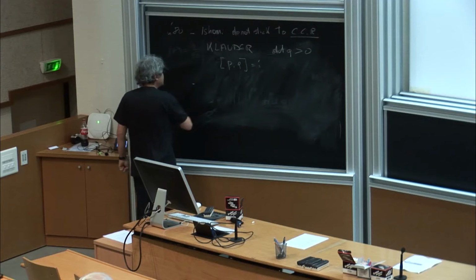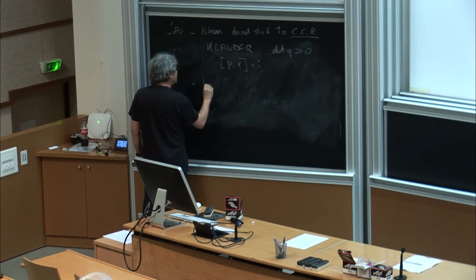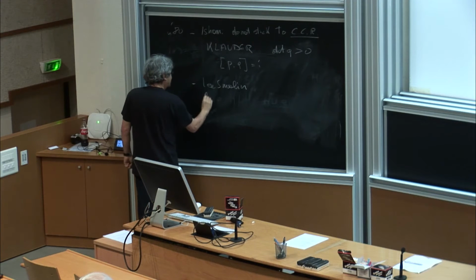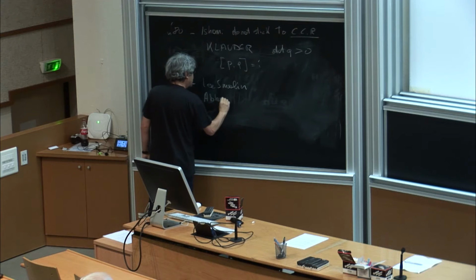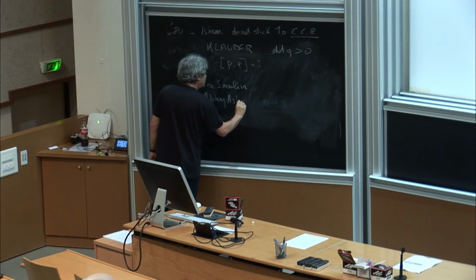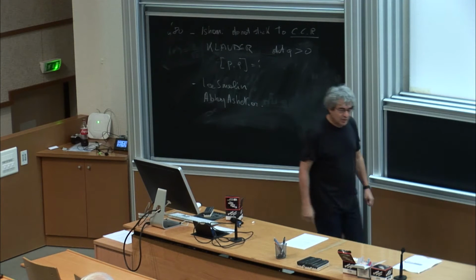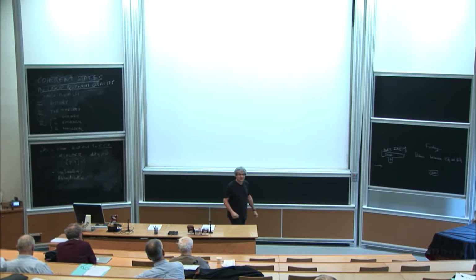Shortly after that, I went to the United States and I met two guys. One is Lee Smolin, and one is Abhay Ashtekar, who were completely focused on quantum gravity, and there was no loop quantum gravity at the time. There were very few people doing quantum gravity at the time. In fact, the list was not much longer than that.